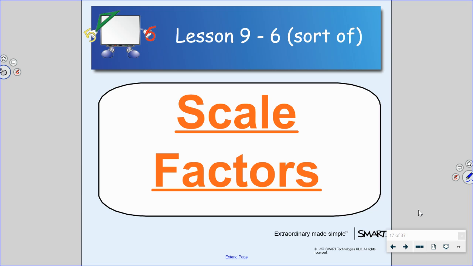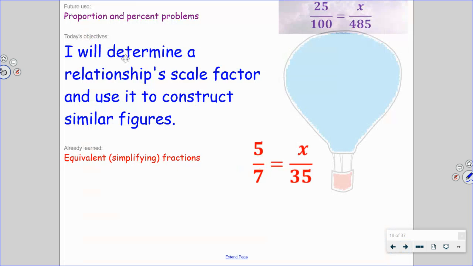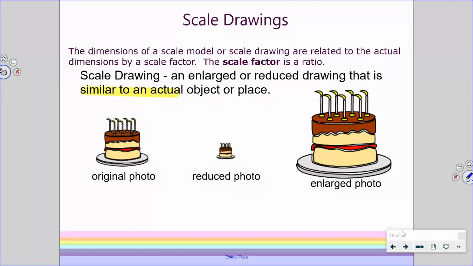Back, folks, for more discussion on scale. This time we're going to talk specifically about scale factors, with the focus on determining a relationship: scale factor, getting bigger, getting smaller, and by how much. What is the scale factor? And then we're going to use it to construct similar figures. Just a reminder that scale can be reduced or enlarged.